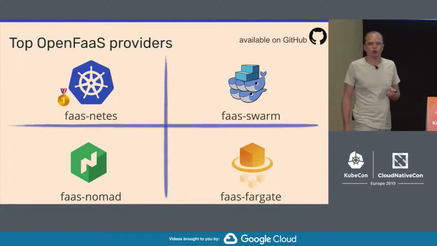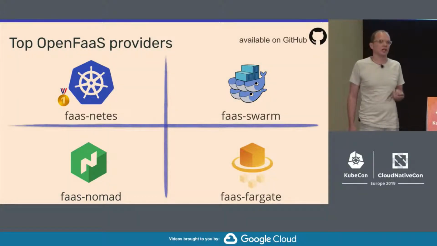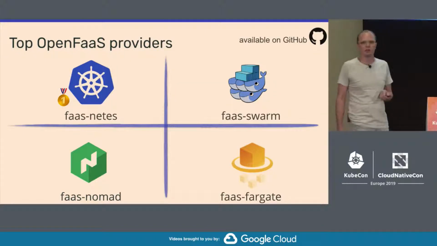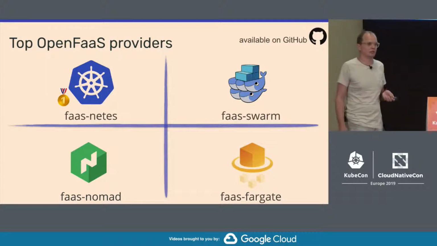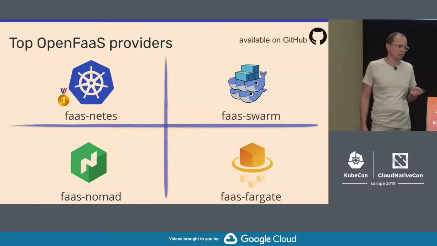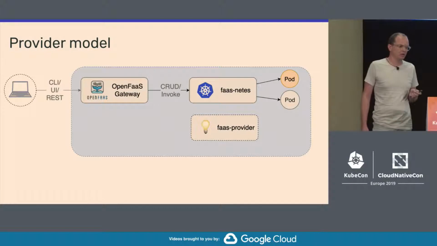So these are the top OpenFaaS providers, and OpenFaaS is pluggable using a model that we call the provider model, which are separate processes with a single responsibility that talk to the gateway that you saw earlier. So we've got Kubernetes, Docker Swarm, Nomad, Fargate to run containers on Amazon, and there's some other ones as well by the community.